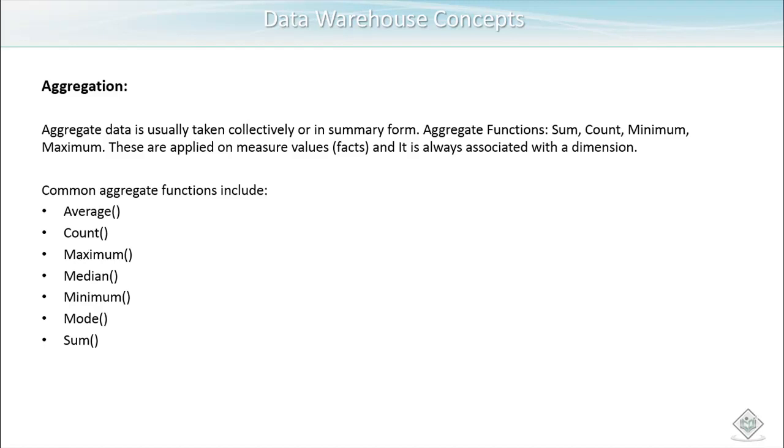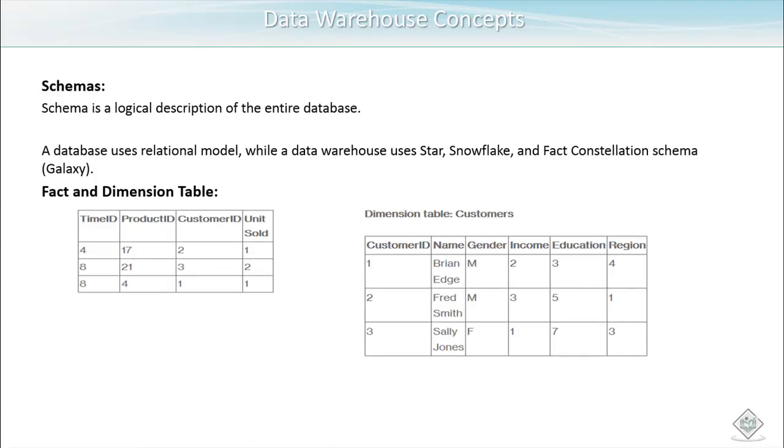So usually we keep the aggregated data in the data warehouse, and the common aggregate functions are average, count, maximum, median, minimum, mode, and sum. That's why aggregation is required in the data warehouse.